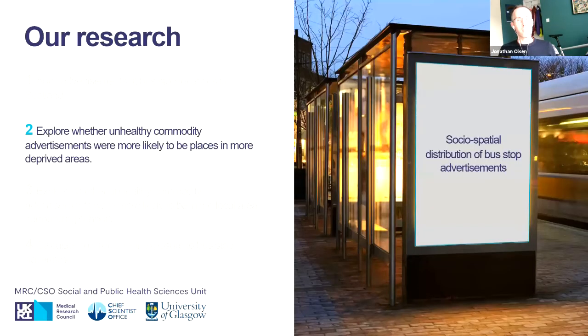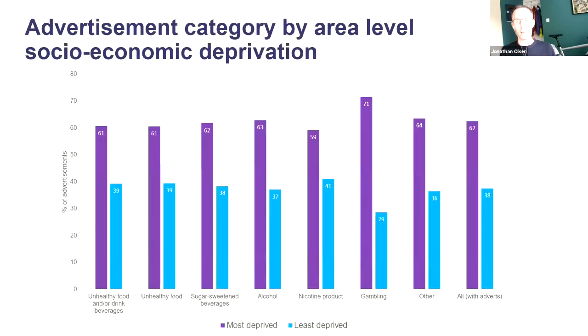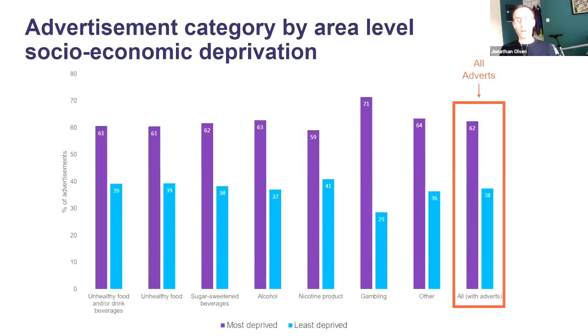So using this vast amount of data that we've collected to understand what the advertising scope was across Scotland and what was being advertised there, we wanted to understand whether unhealthy commodity advertisements were more likely to be in more deprived areas. And what this chart does is present the grouped advertisement categories by area socio-economic deprivation. So the chart shows that most advertisements are in more deprived areas, and this is likely to be because those busy roads that contain those bus shelters with advertisements are in more deprived areas.